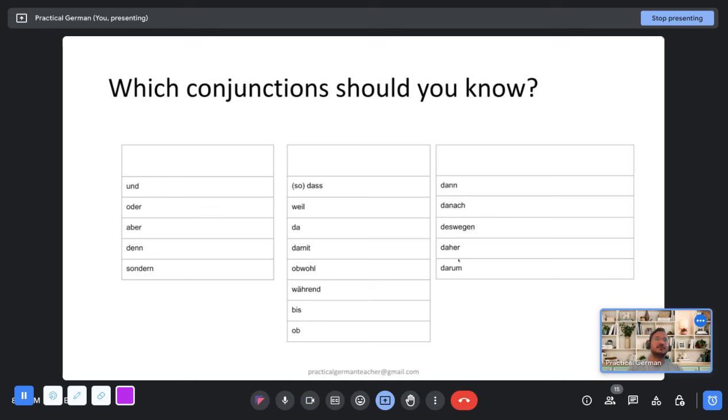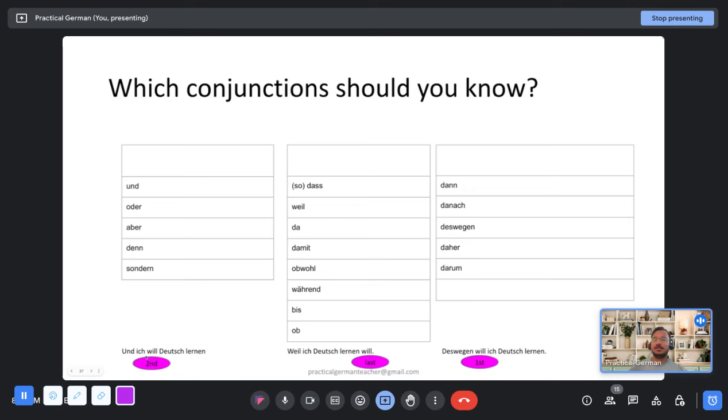So deswegen means therefore. Daher also means therefore. But you have to check: if I really have to go into theory, whenever you see "her", it is talking about origin or source. We'll talk about this later, but deswegen, daher, darum all mean therefore. The context is more important. We'll talk about them.